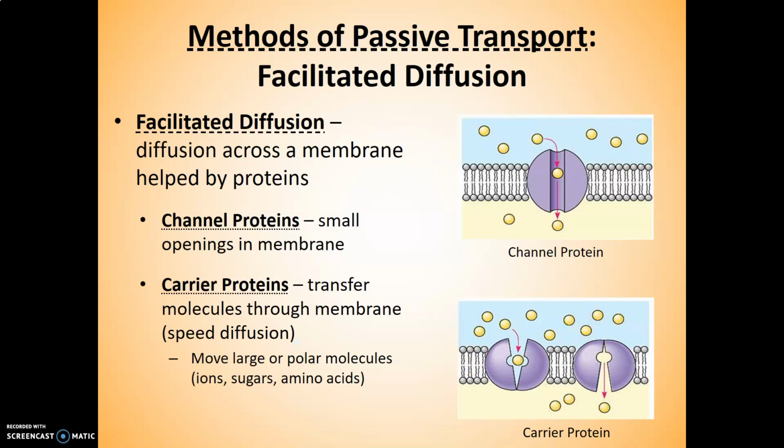So facilitated diffusion is diffusion across a membrane helped by proteins. We have channel proteins, small openings in the membrane, and those remain open. Things flow into and out of the cell. And then you have carrier proteins, which transfer molecules through the membrane. They move large or polar molecules, ions, sugars, and amino acids.